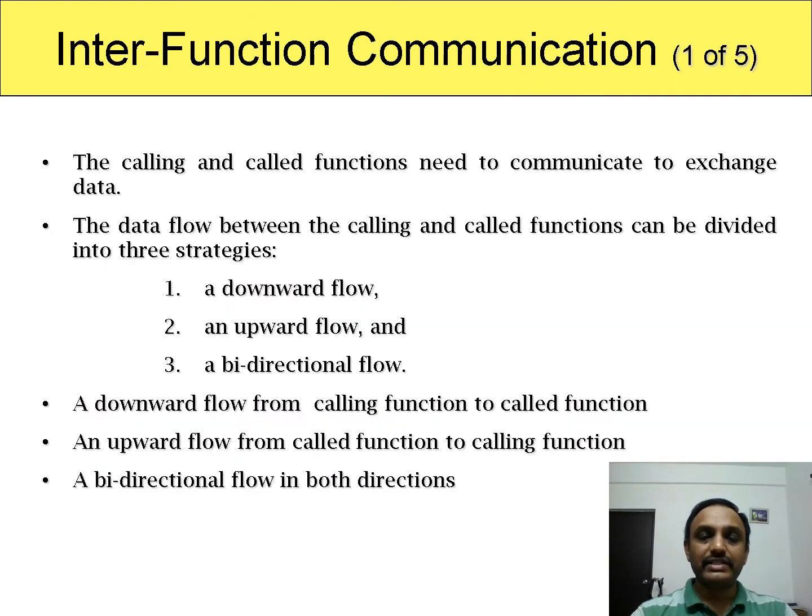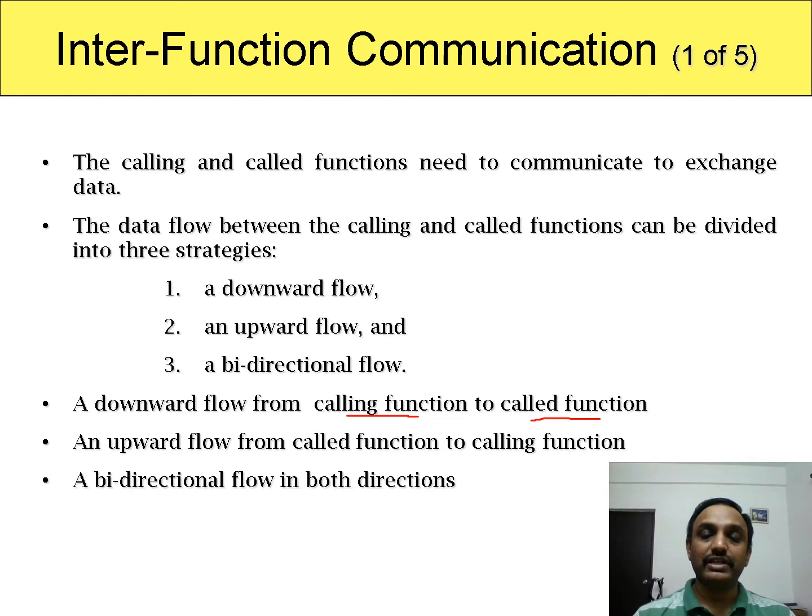Next topic in functions is inter-function communication. How is communication carried out between different functions? Here the calling function and the called function need to communicate to exchange data. So data flows from calling to called or called to calling, and those are divided into three strategies. First one is downward flow. The data from calling function to called function, calling to called, is called downward flow. That is, from the function call to the function definition.